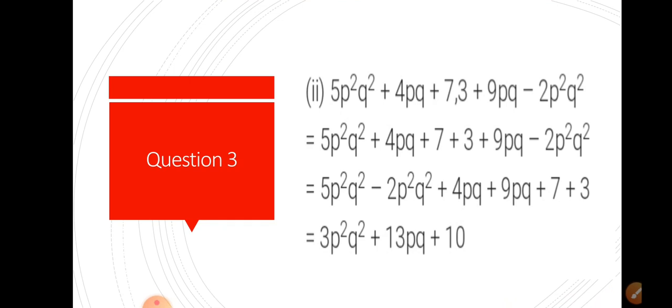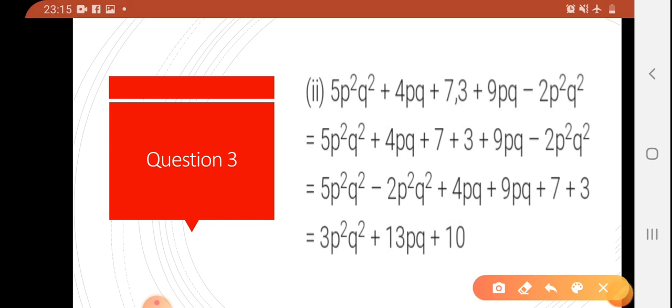Question number 2: 5p²q² + 4pq + 7, and we have to add it with 3 + 9pq − 2p²q². Now when we add, we will write 5p²q² + 4pq + 7, plus the second expression, plus 3 + 9pq − 2p²q². Next step is to bring the like terms together.